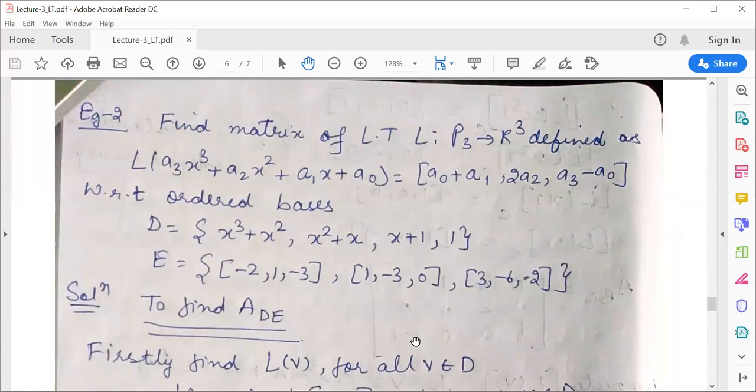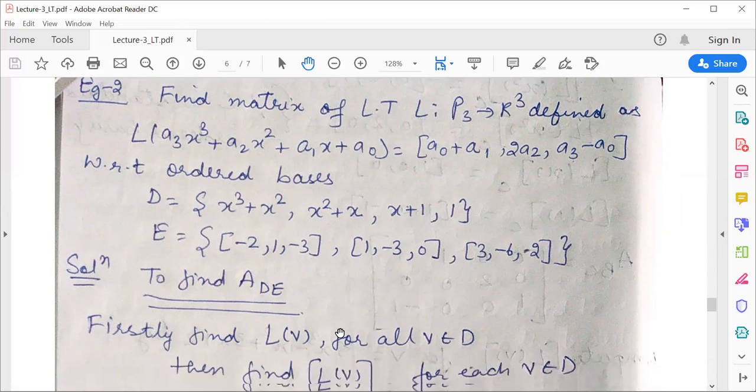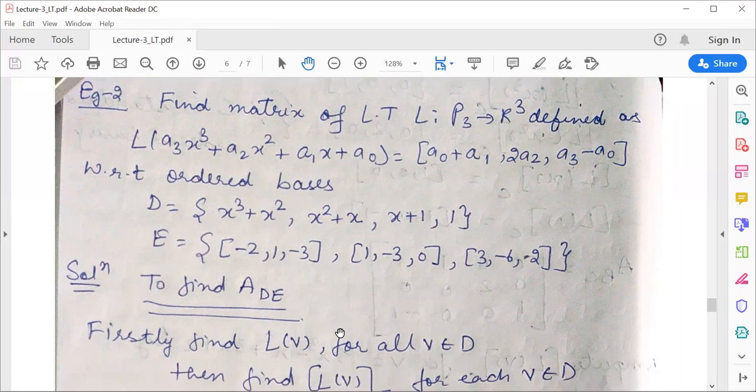Now coming to example number 2. Find the matrix of the linear transformation defined like this with respect to the ordered bases D and E. Okay. So whenever you are calculating the matrix of a linear transformation, the very first thing is you always calculate it starting with the basis of this, going towards the basis of this.